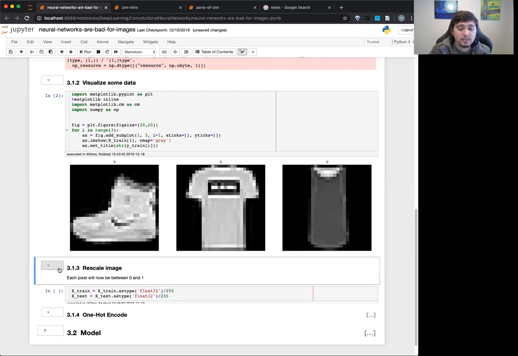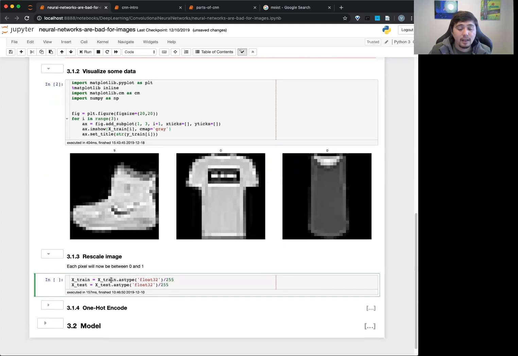The simple way we can do that is to divide the actual array of numbers. Note this is X train. We're taking these images and just dividing all of it by 255. And note that we also do that for the test set too.